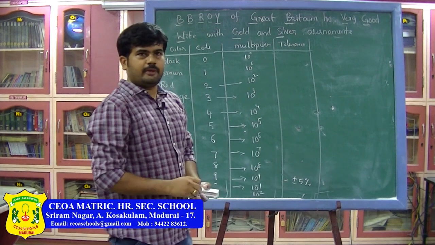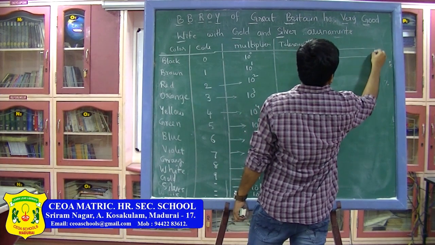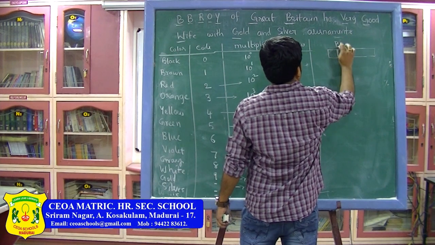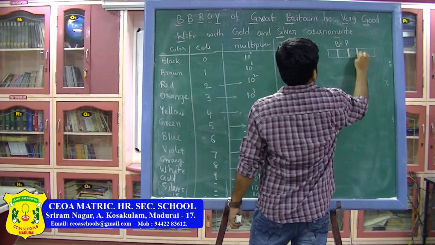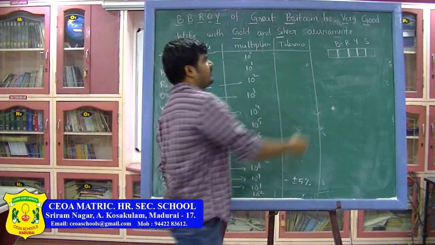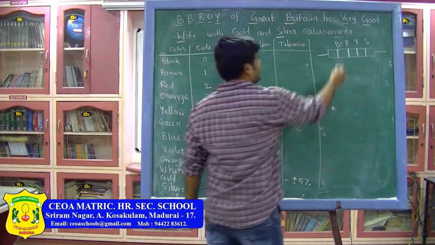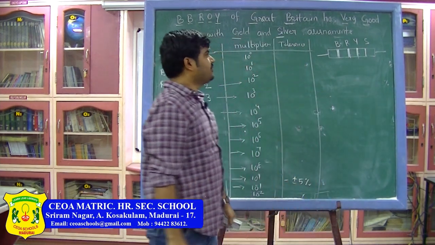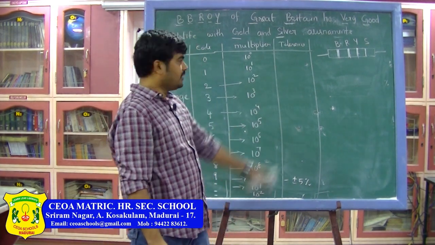The first example problem: a carbon resistor has 4 color bands. The first one is brown, the second one is red, the third one is yellow, and the last color is silver. So the carbon resistor has color bands brown, red, yellow and silver. Now calculate the resistance of the given carbon resistor using color codes.